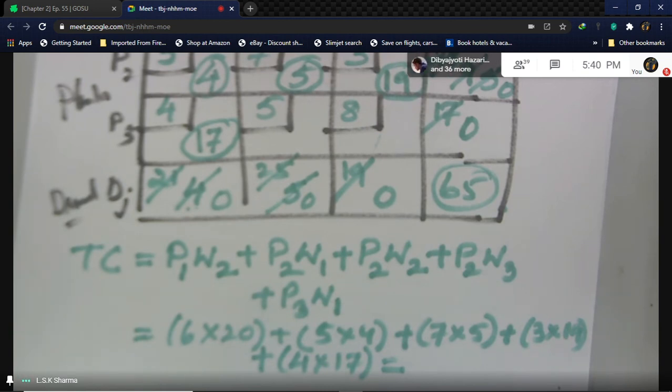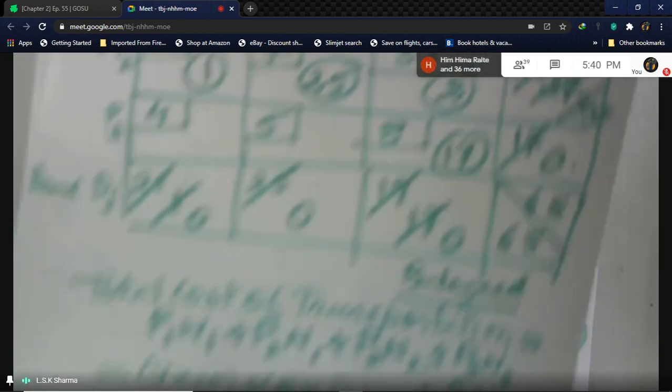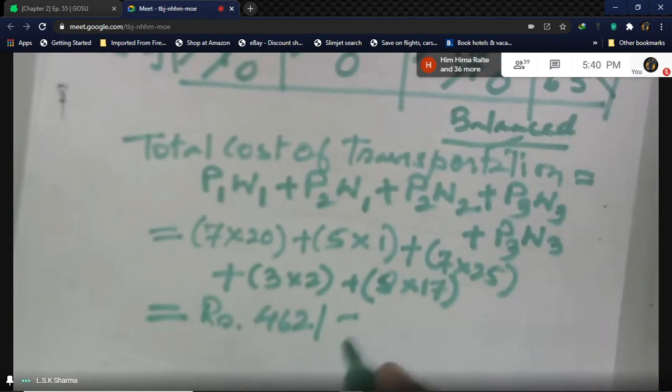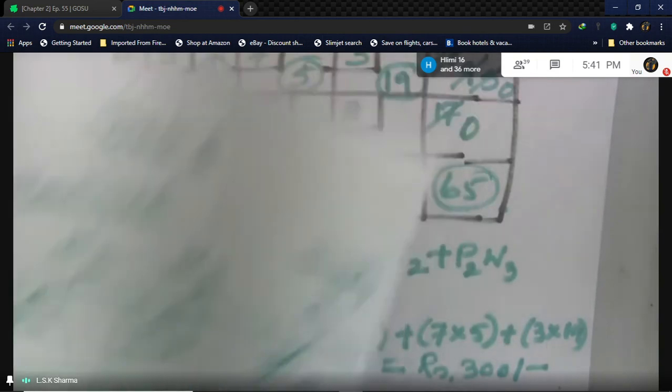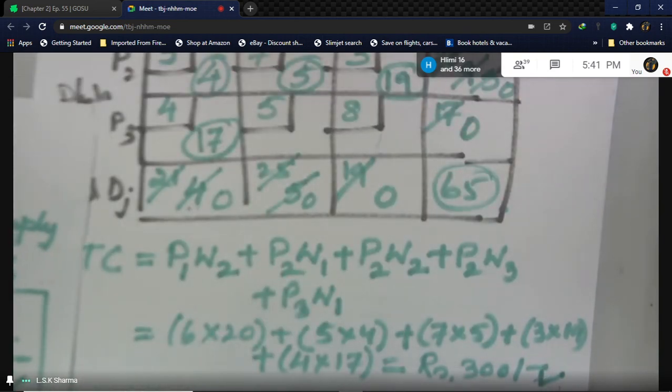lesser than what you have got earlier, and what you get is nothing but rupees 300. Now you see, in my earlier problem I got 462. See this. Now there is a difference of 162 rupees. Okay, so there is a difference between these two methods.